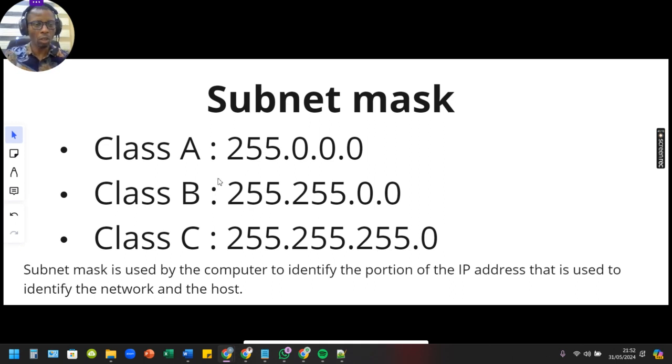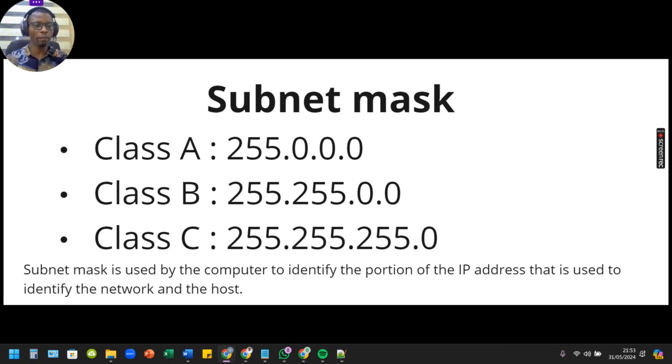So for the computer to know which portion of the address is talking about the network, we need the subnet mask. You can have two IP addresses, and they can mean two different things depending on the subnet mask. It's the subnet mask that tells the computer to take the first 8 bits, or the first number, as the network address and the others as the host address, or take the first 2 as the network address and the others as the host address. So that's how it works.